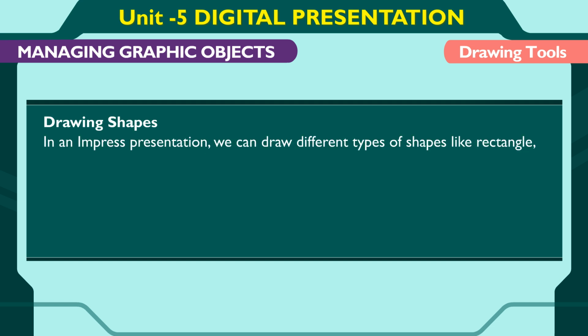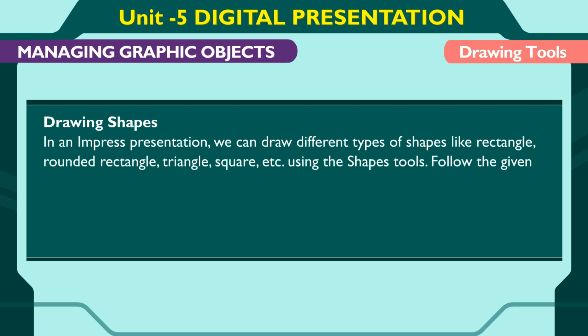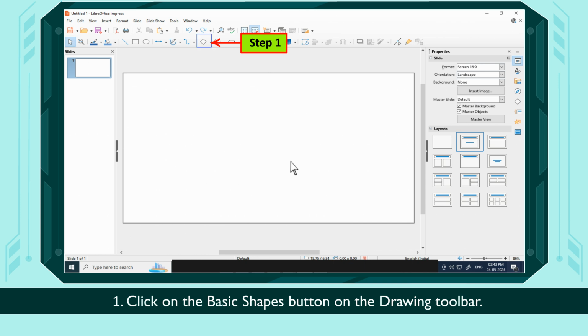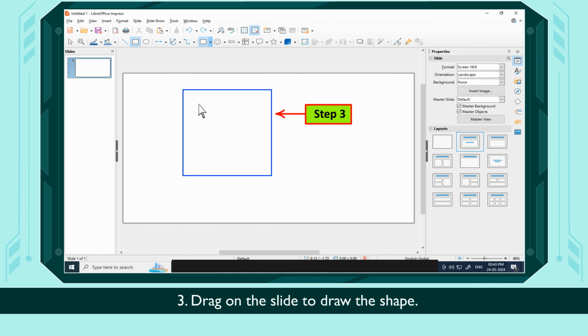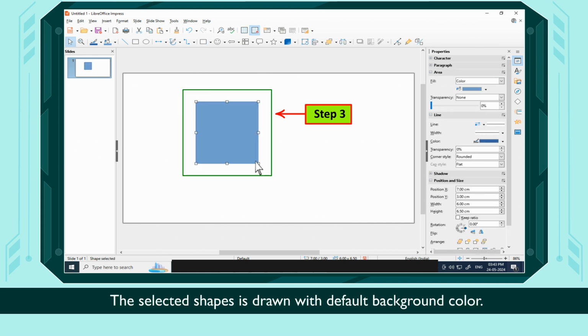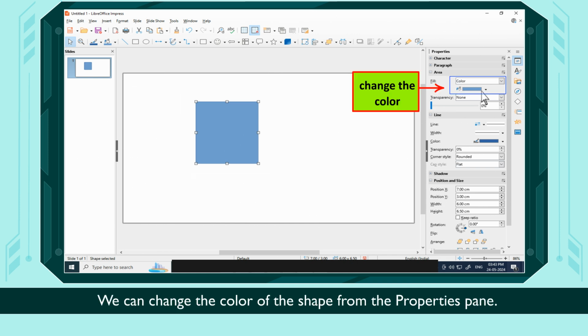Drawing shapes. In an Impress presentation, we can draw different types of shapes like rectangle, rounded rectangle, triangle, square, etc. using the Shapes tools. Follow the given steps to draw shapes. 1. Click on the Basic Shapes button on the Drawing toolbar. Various shape icons appear. 2. Select the desired shape. 3. Drag on the slide to draw the shape. The selected shape is drawn with the default background color. We can change the color of the shape from the Properties pane. Similarly, we can draw any kind of shapes like the ones given below.